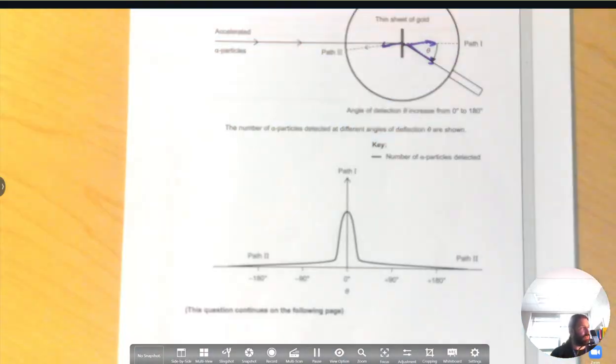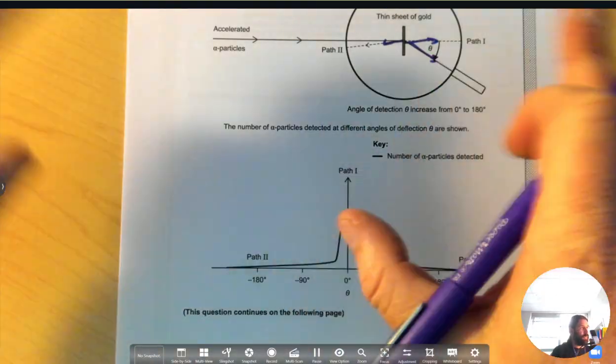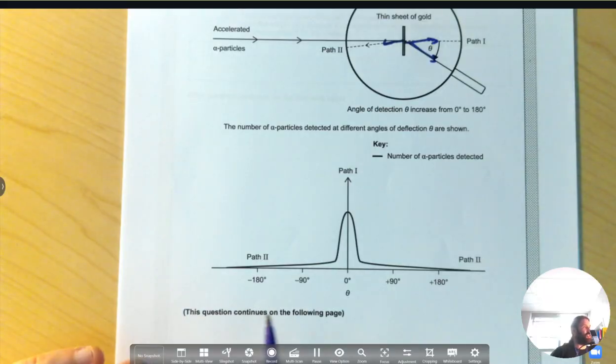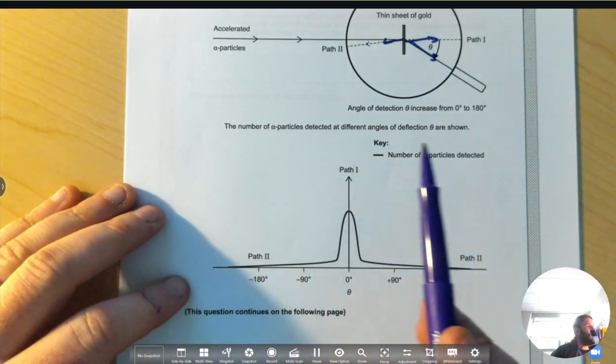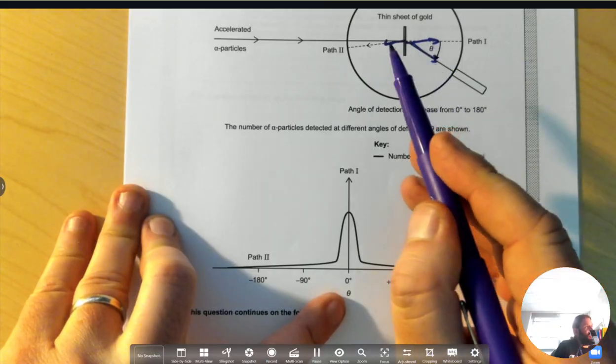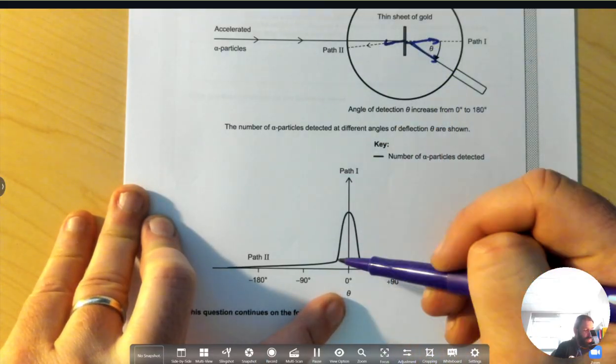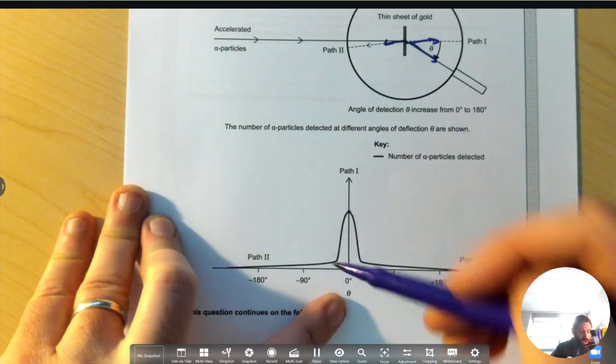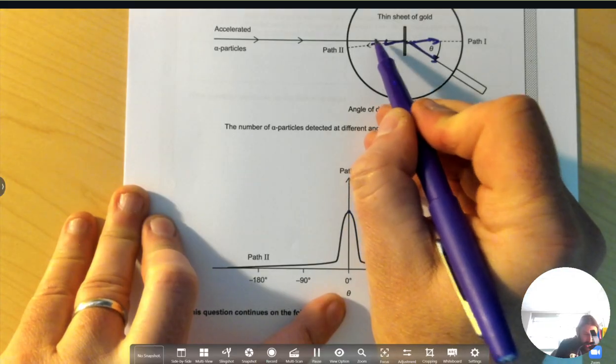Let me refocus here. Good. Well, that looks so much better. All right, so the number of alpha particles, if we look here, the angle theta is the amount of deflection. A majority of the particles took path 1, going straight through.